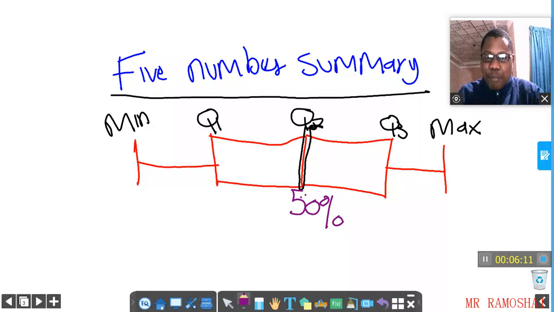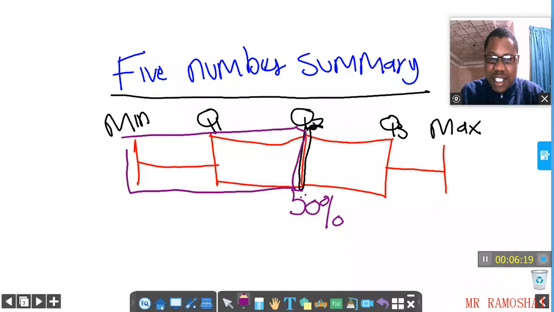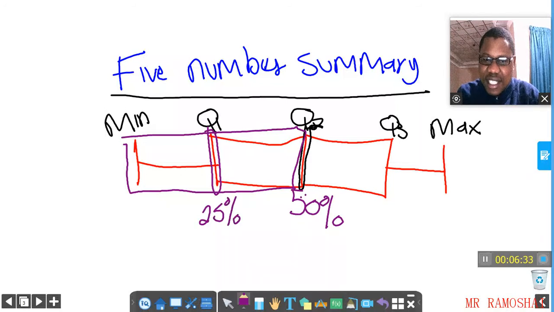Is that clear? So let me do this. That means here is 50% of your data, right? So look at this. What is in the middle of this 50%? This is the middle value here. So this middle value, which is Q1 here, is going to represent your 25%. That means the 50% on your left, this is our left after quartile 2.